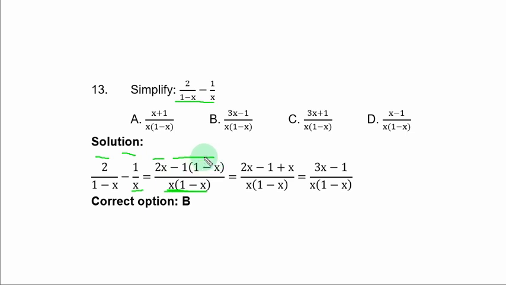If you open the bracket, the numerator, you have 2s minus 1 plus s. Minus 1 times minus s is plus s over the denominator. If you add 2s to s, you have 3s minus 1 over s bracket open 1 minus s bracket close. There is no common term that can cancel out. So B is the correct option.